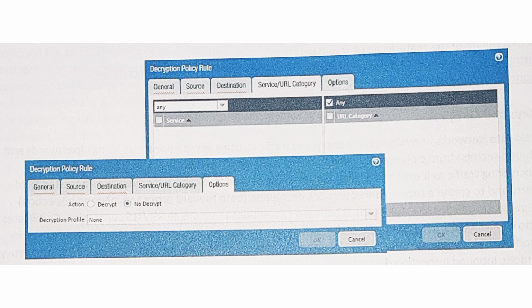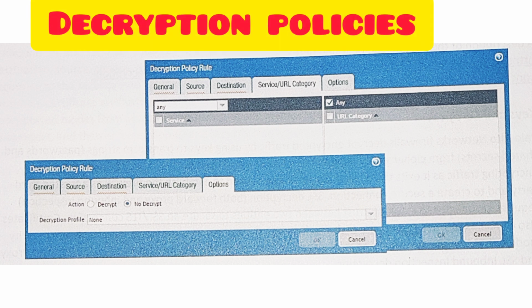Now let's understand decryption policies. Ingress traffic decryption is controlled by decryption policy. The Palo Alto Networks firewall automatically detects encrypted traffic and reacts by evaluating the decryption policies. If a matching policy is found, the firewall will attempt to decrypt the traffic according to the policy-specified decryption action. Normal packet processing resumes afterward.